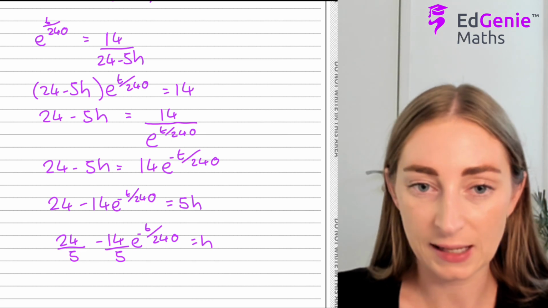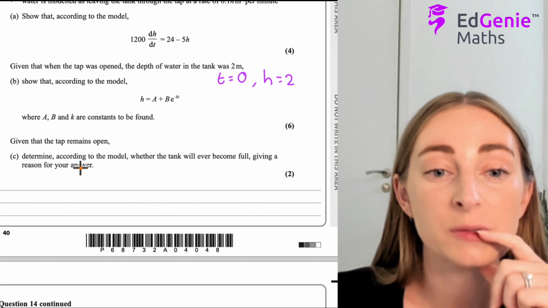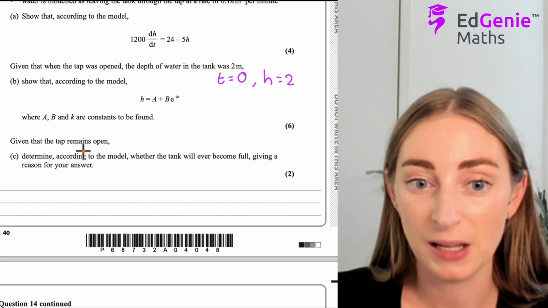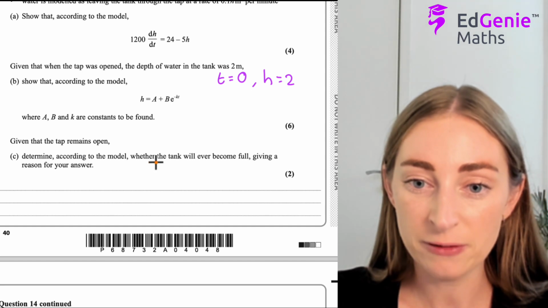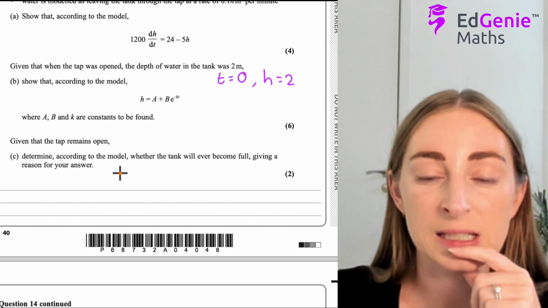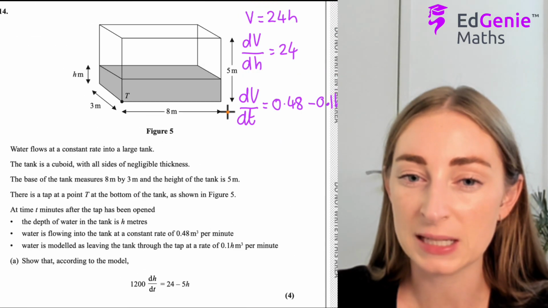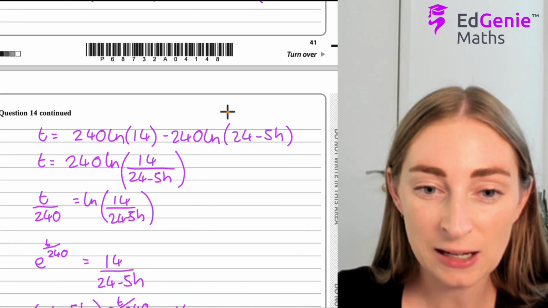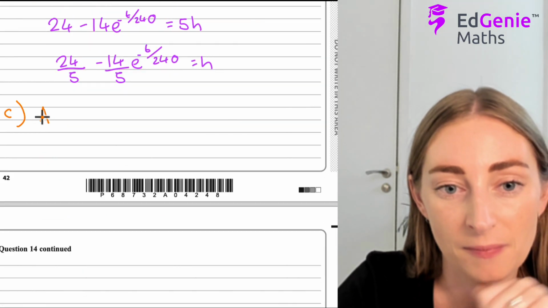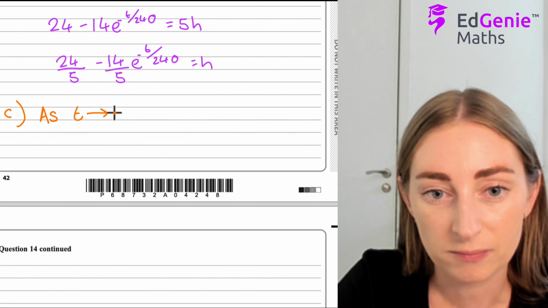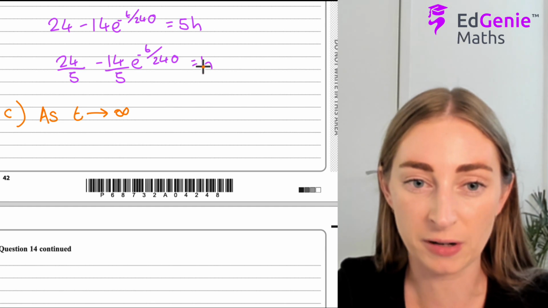Next part, part C. Determine according to the model, given that the tap remains open, so t is going to get bigger and bigger and bigger, whether the tank will ever become full, giving a reason for your answer. So full is when h is going to be 5 meters. So let's see, as t goes to infinity, let's see what happens to this model and see if this is ever going to be larger than 5.